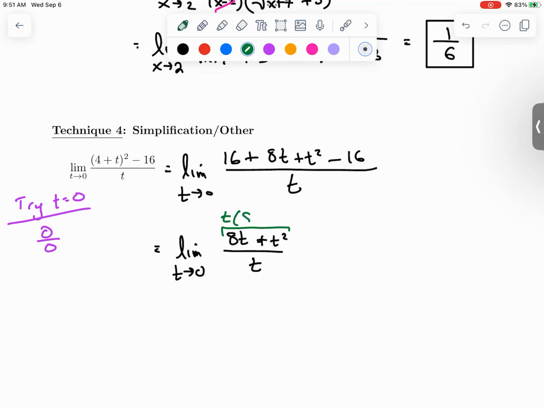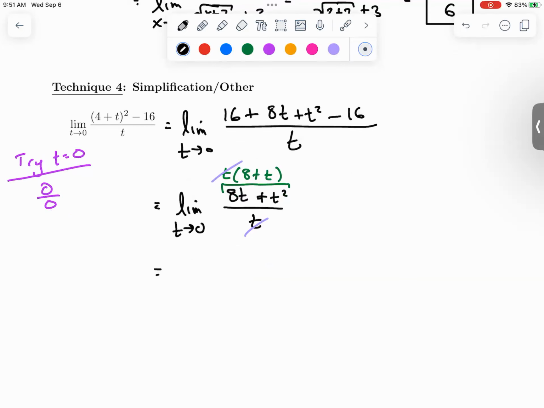So we factor out a t, and we get 8 plus t, and then the t's cancel. And let's use a little bit of lavender, get a nice calming effect. The limit as t approaches 0 of 8 plus t is just going to be 8. Any questions on that? Okay.